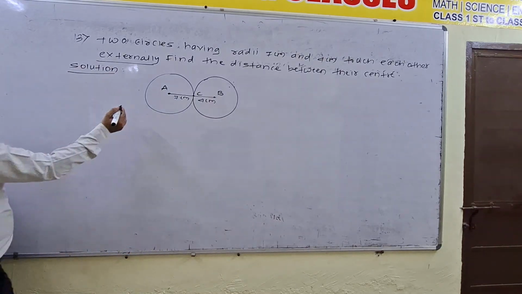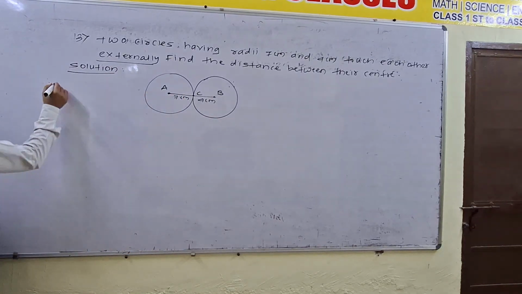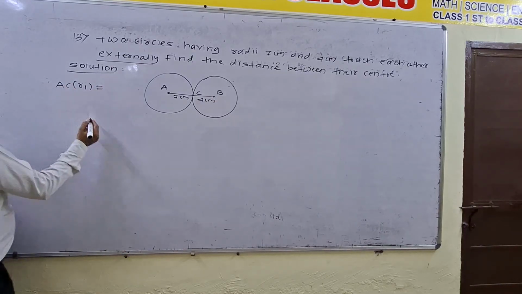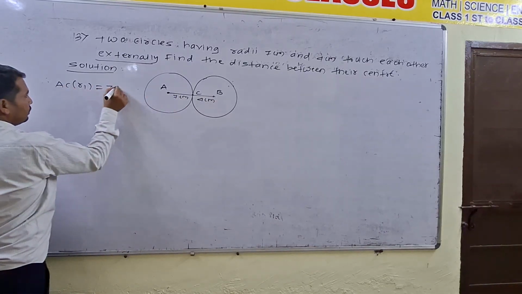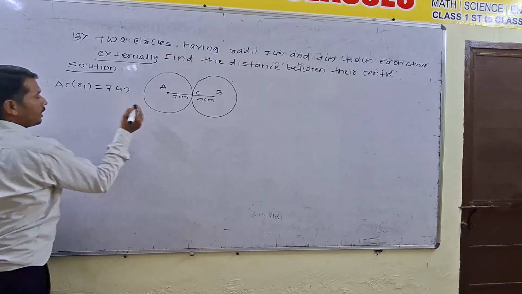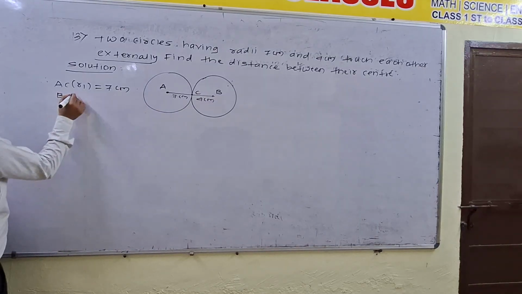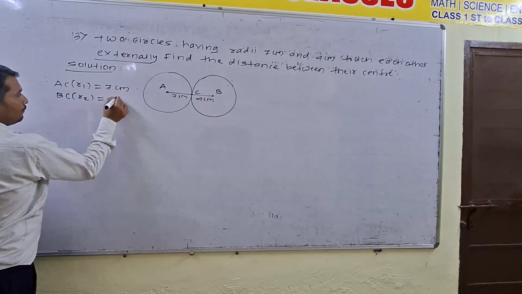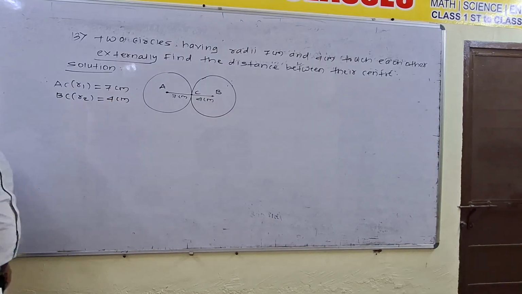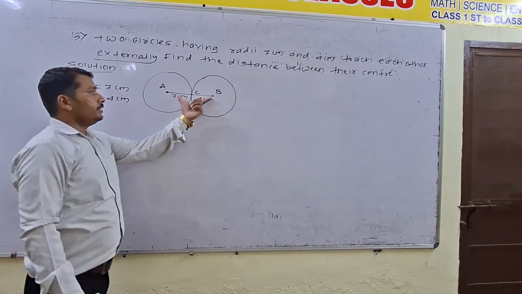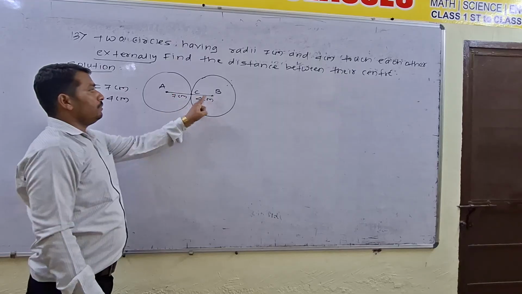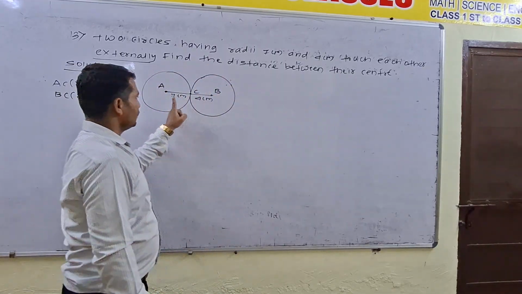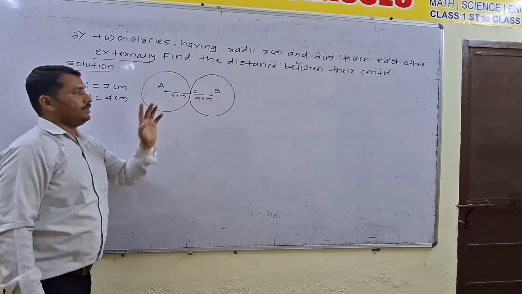Next, AC means R1. AC is R1, which is 7 cm. BC is R2, the second radius, which is 4 cm. Right? We find the distance between the centers, that is, the distance AB. The distance between their centers means we find AB.